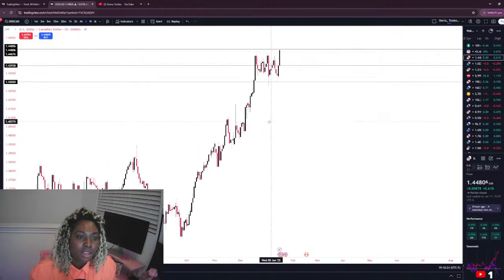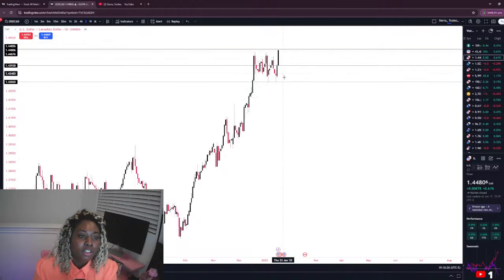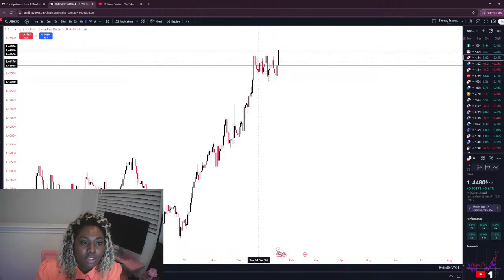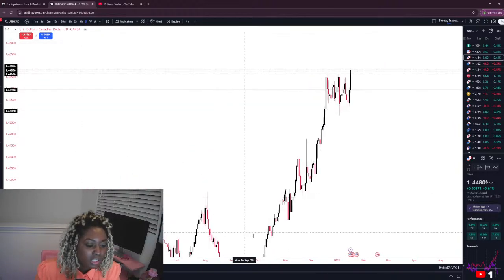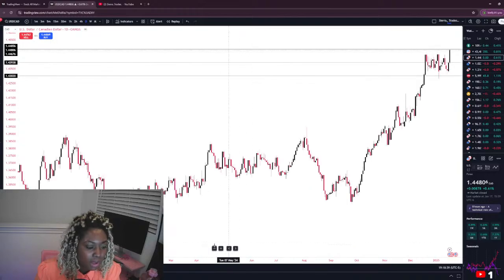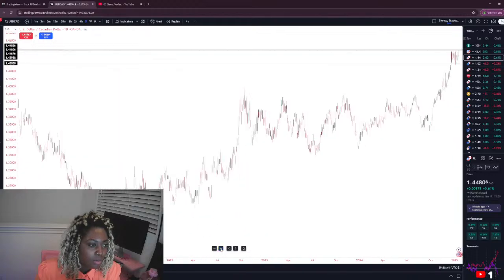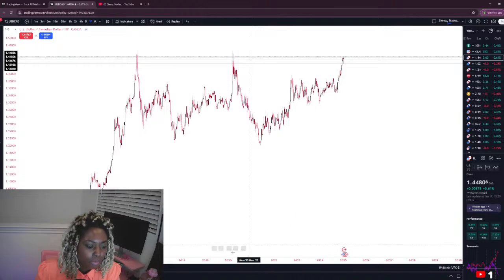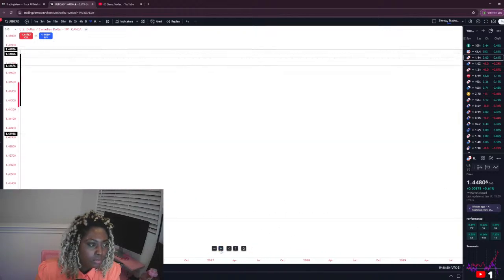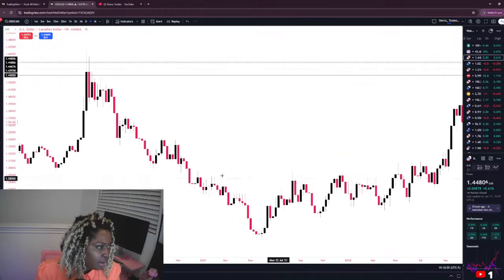All right, and the same thing that we saw in the DXY, we had consolidation and then a big strong bullish candle. Consolidation, big strong bullish candle. Is this the high? This all-time highs? Okay, all right. So let me see. We're for sure going up, I believe, anyways.